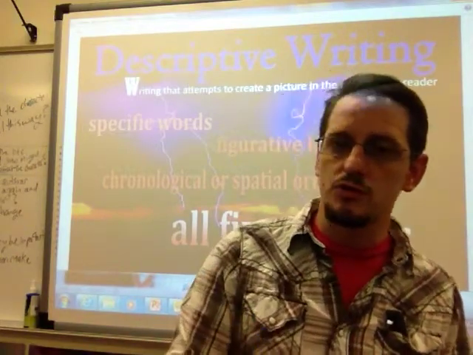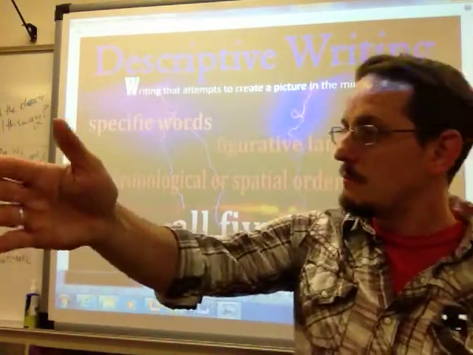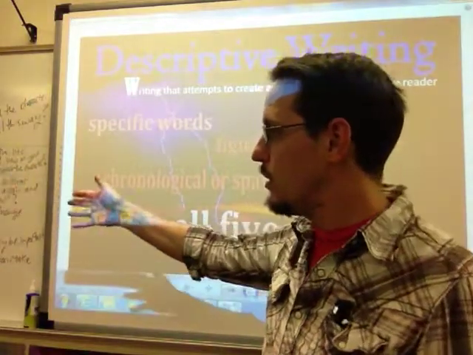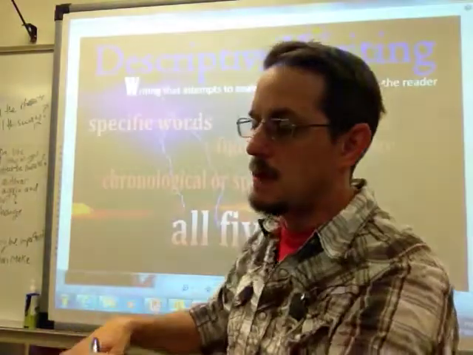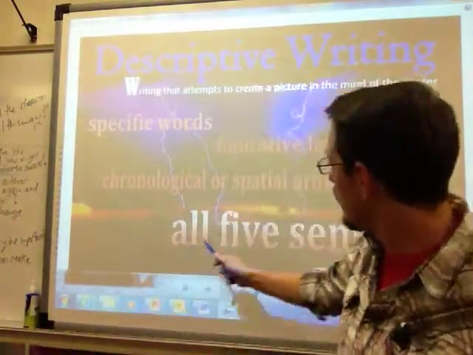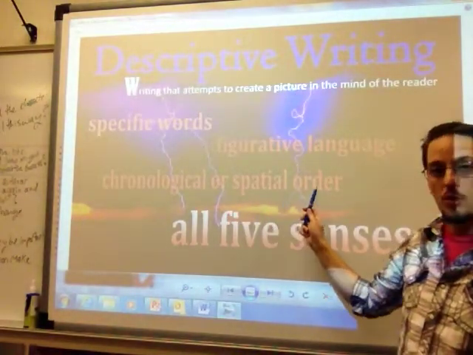Or if we're describing a tree or a room, we might describe it based on how we walk around the room. Or if we're describing the tree, we might describe it from bottom to top or top to bottom. That's called spatial organization, spatial order.